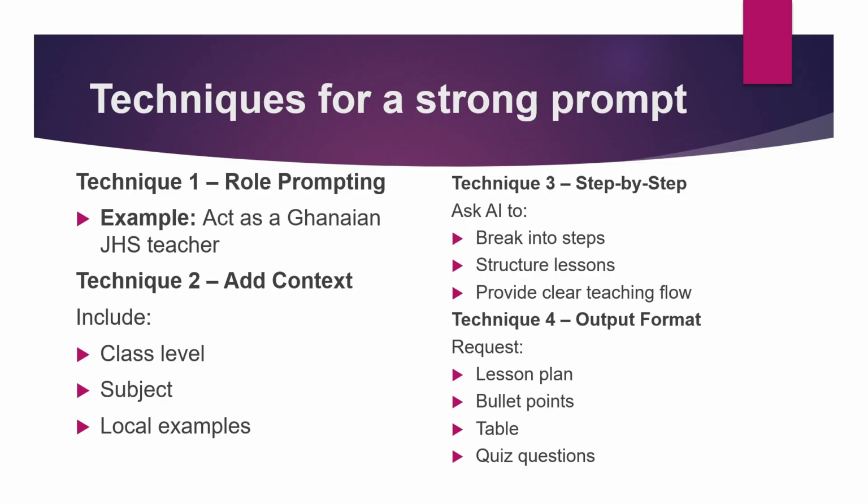So you have to do it step by step. After asking one question, when AI gives you an answer, you ask another question and something like that. Technique 4 is output format. As I just said earlier on, you have to tell AI that you need it as a lesson plan, you need it like a bullet point, you need it in a table format or a quiz question. So if you give all this background context, AI will understand what you are trying to ask for.